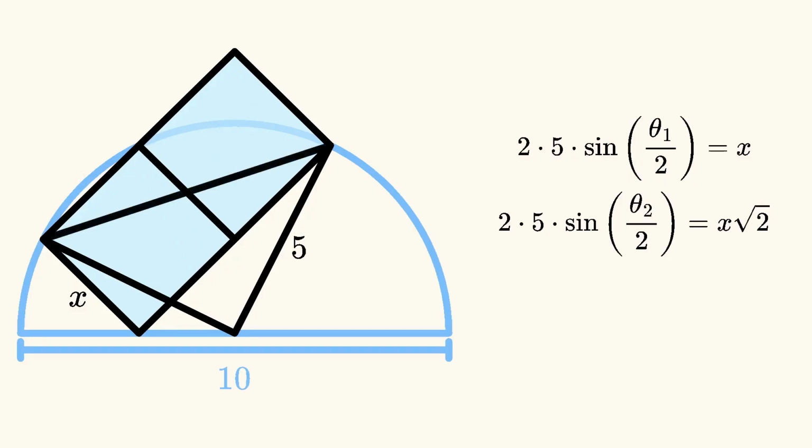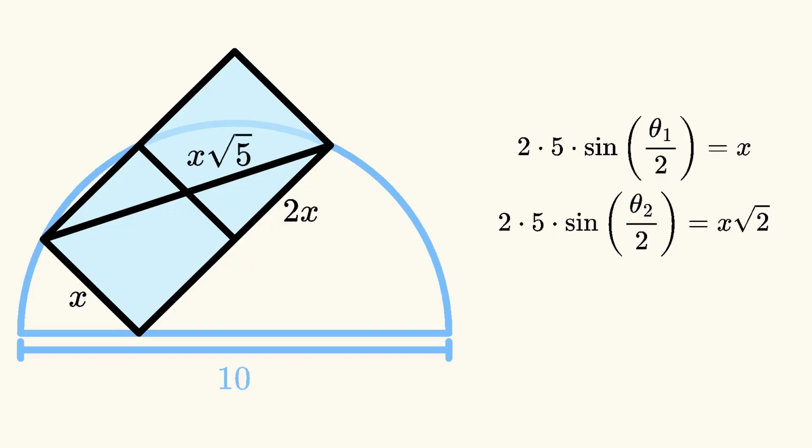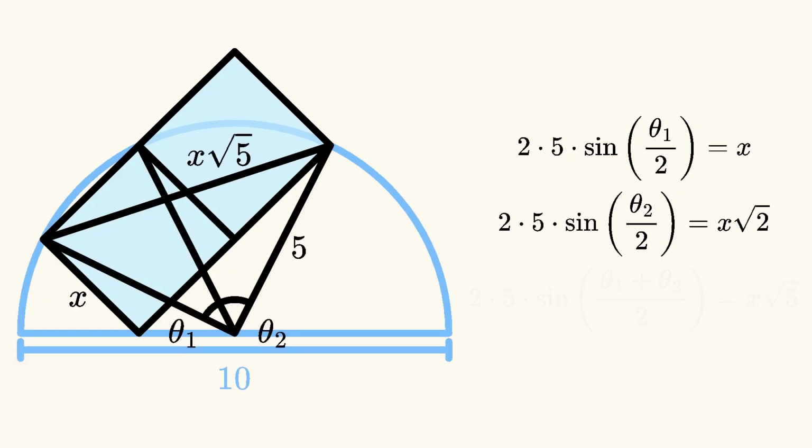The length of this last chord isn't immediately obvious, but a straightforward application of the Pythagorean theorem shows that its length is x times the square root of 5. Using the equation from earlier, this means that 2 times 5 times the sine of theta 1 plus theta 2 over 2 is equal to x times the square root of 5.